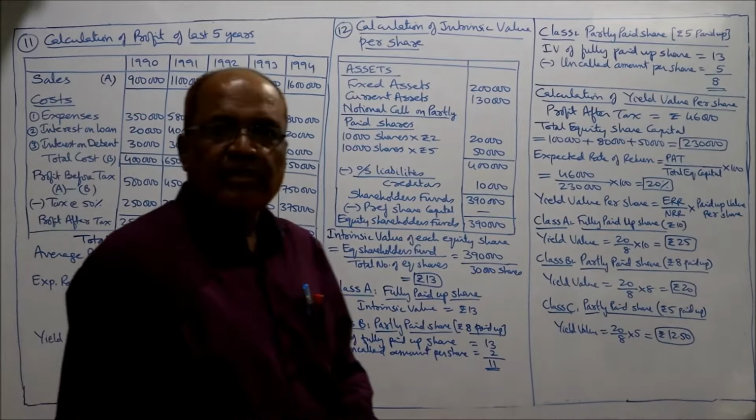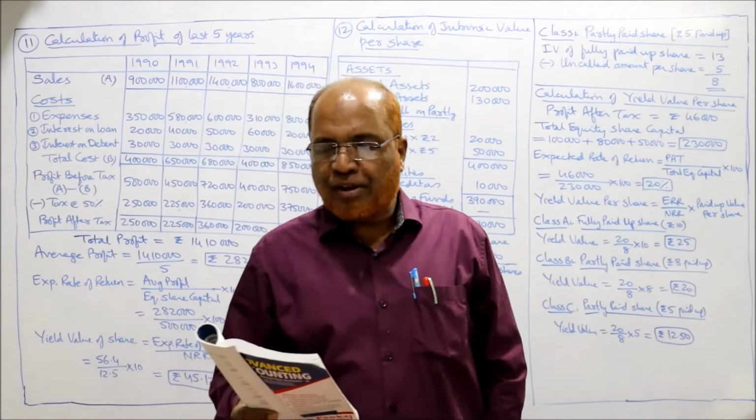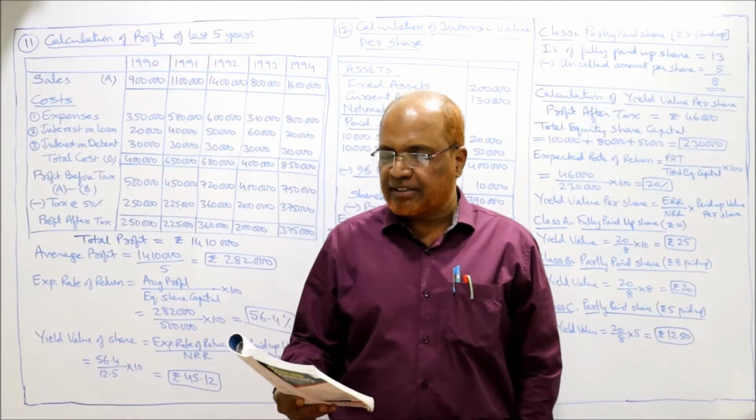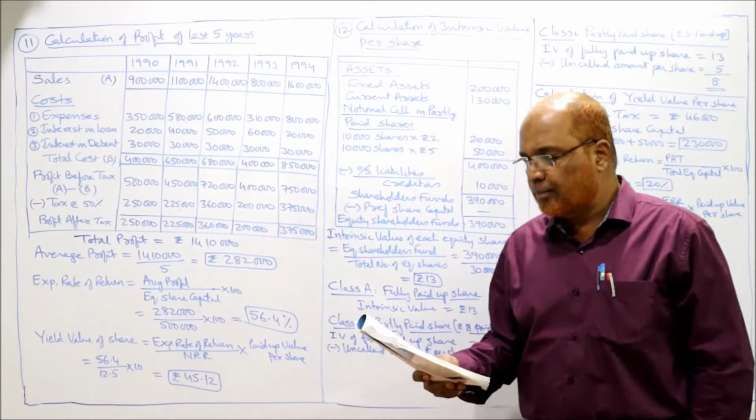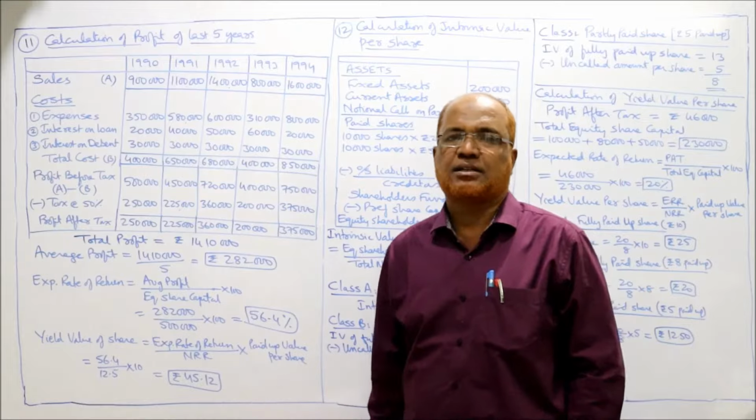Now we'll start problem number 11. See problem number 11. From the following balance sheet of J. Adams Company Limited as on 31st December 1994, compute the value of its equity share by the capitalization of earnings method.